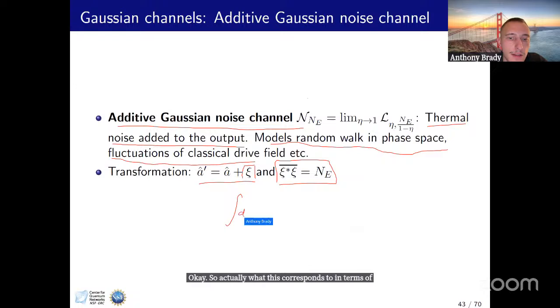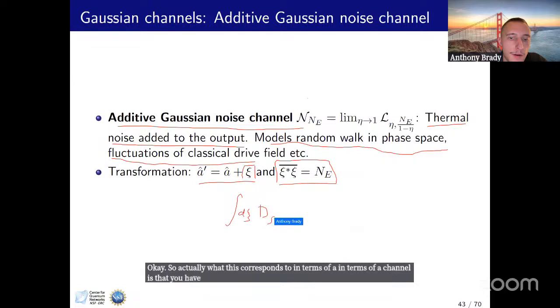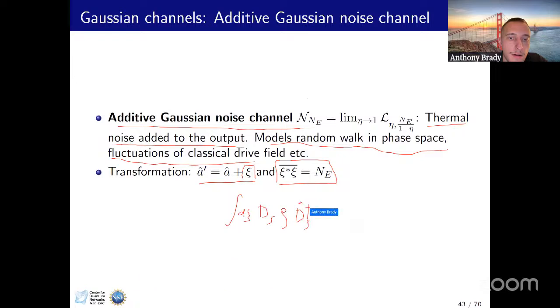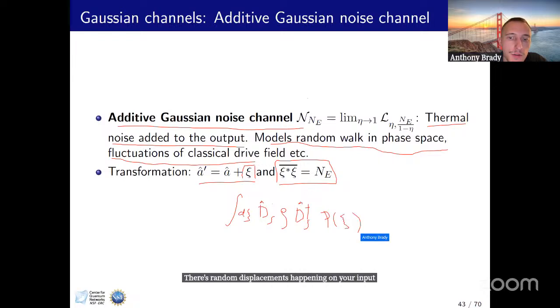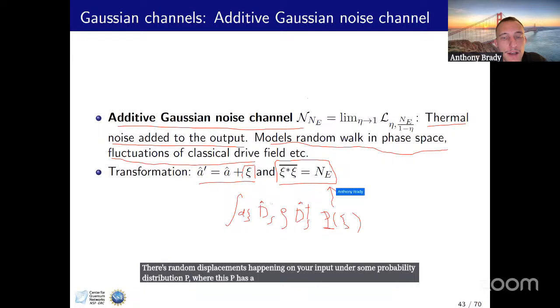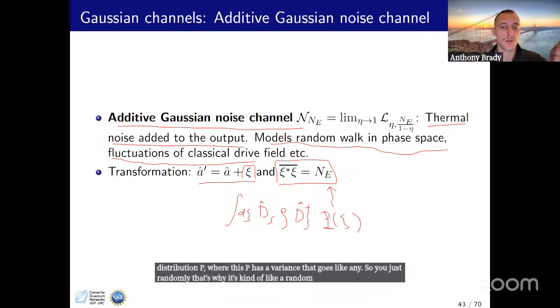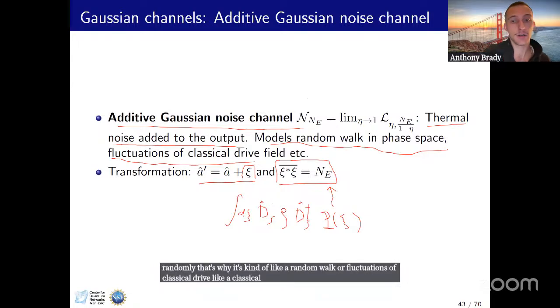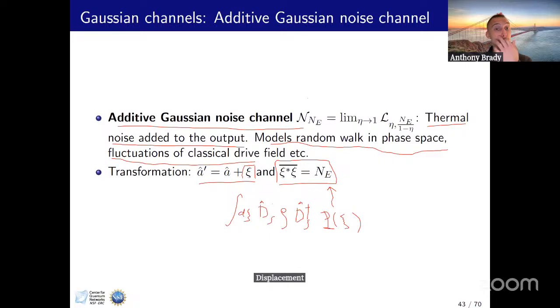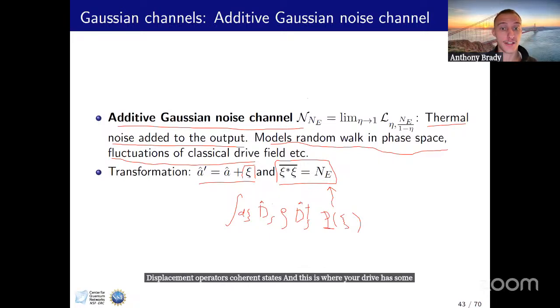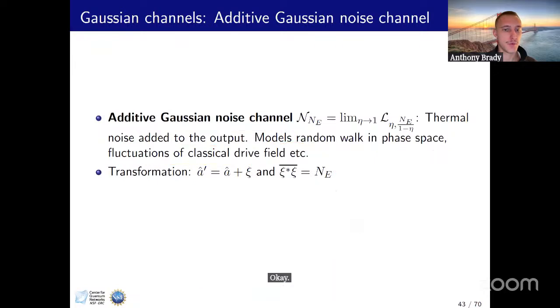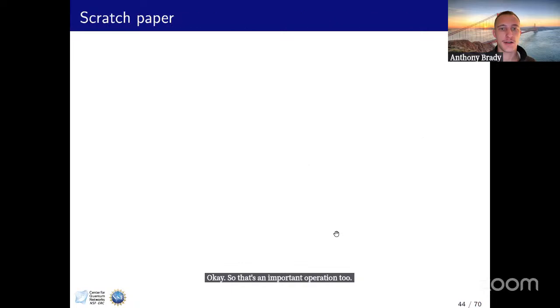Okay. So actually what this corresponds to in terms of a channel is that you have a displacement operator acting on your input, and its dagger, and there are random displacements happening on your input under some probability distribution P, where this P has a variance that goes like N. So you just randomly, that's why it's kind of like a random walk or fluctuations of a classical drive. A classical drive field you can describe by displacement operators, coherent states. And this is where your drive has some random component, C. Okay. So that's an important operation too. Okay, next slide, please, Howie.